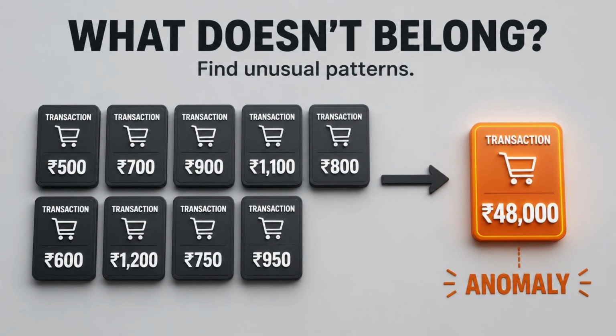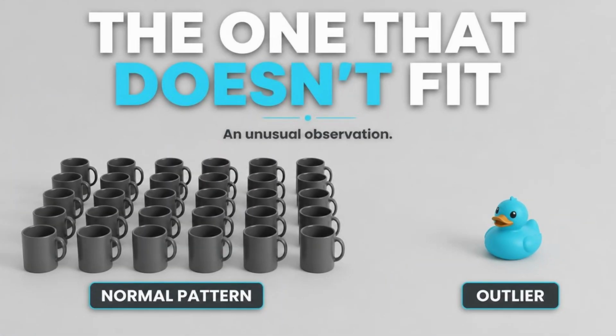But what if we're not interested in groups? What if we're interested in something that doesn't fit? Imagine you have hundreds of transactions. Most of them are between 500 and 2,000 rupees. And suddenly, one transaction is 48,000. That one transaction immediately stands out. And you might think, wait a second, why is this one so different? This is the basic idea behind anomaly detection. Instead of looking for what is normal, we're looking for what is unusual. That unusual observation is often called an outlier.